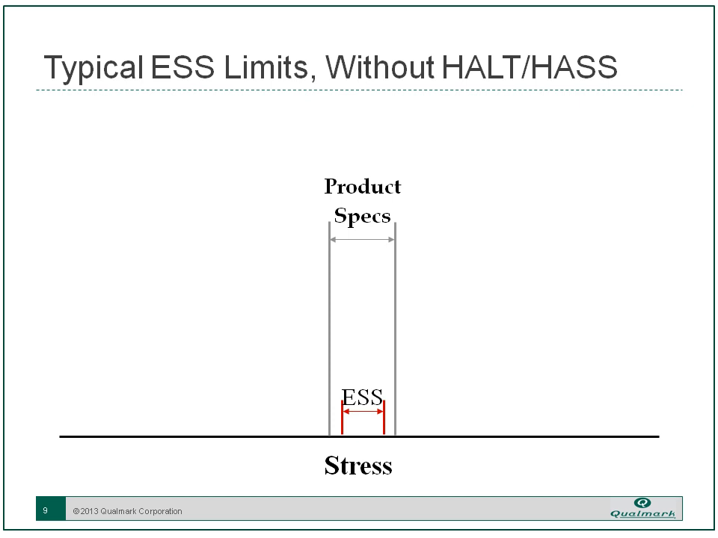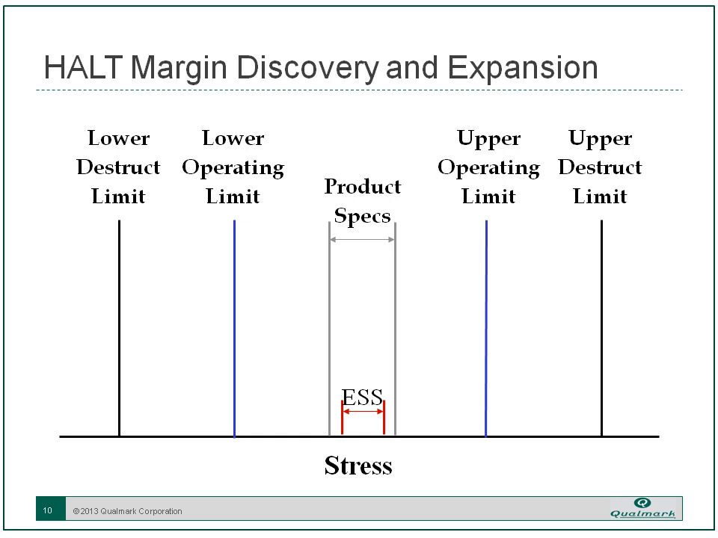Now, let's start out with a graph that many of you are familiar with, I suspect, where we talk about the idea of the stresses that are being applied to the product in this process. A typical environmental stress screen will stress the product within specifications or at specifications. But when you go into HALT, you'll go into this margin discovery and expansion process where you will find the true operating limits and the true destruct limits of the product.